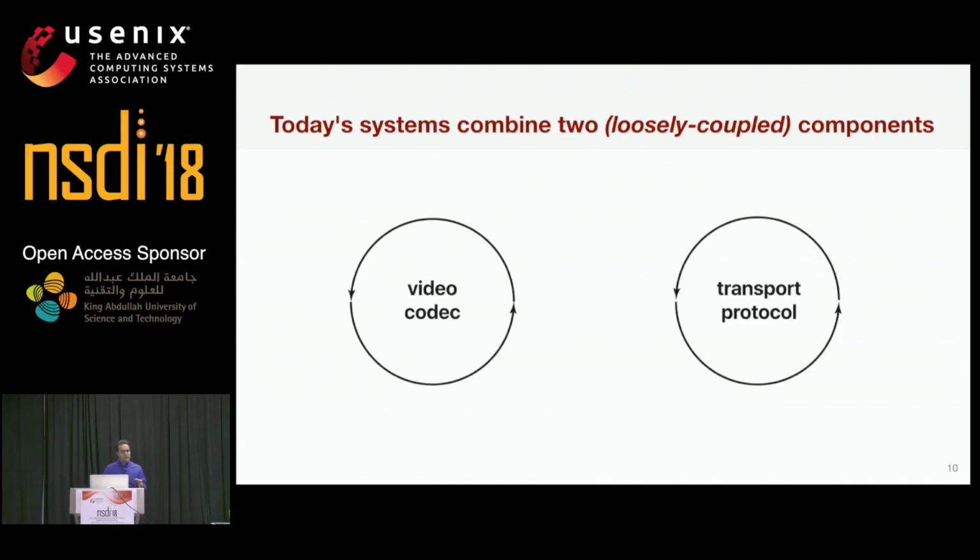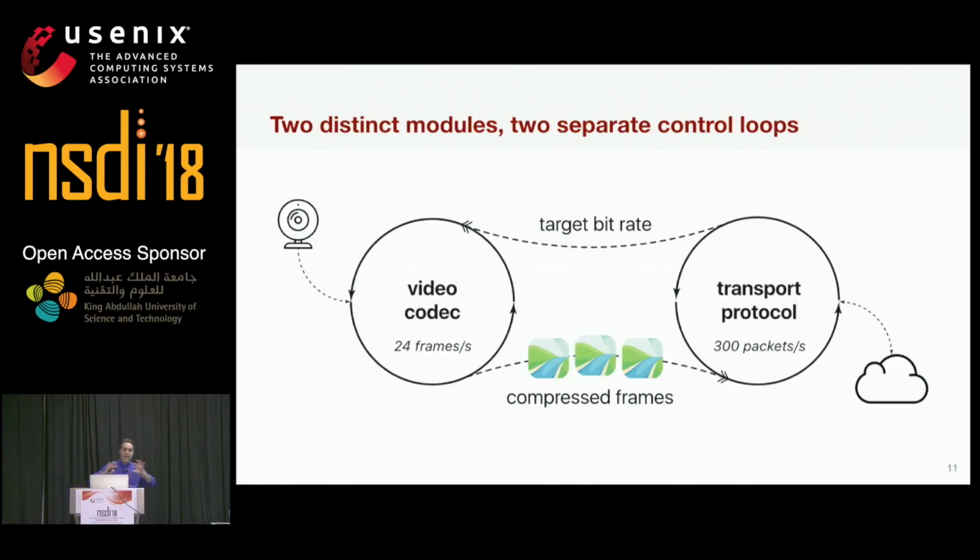So in general, real-time video systems combine two components. The first component is the video codec, responsible for compressing or encoding the video. The second component is the transport protocol, responsible for sending that compressed video over the network, processing acknowledgments, probing the networks, and things like that. And these components have their own separate control loops and talk to each other through a very narrow interface.